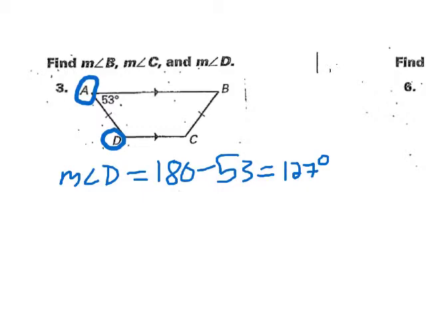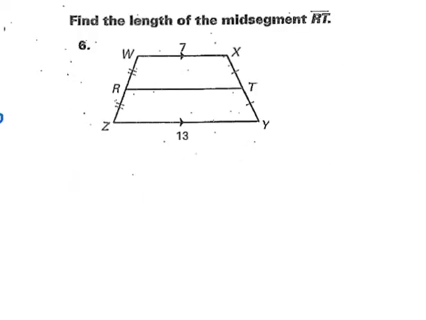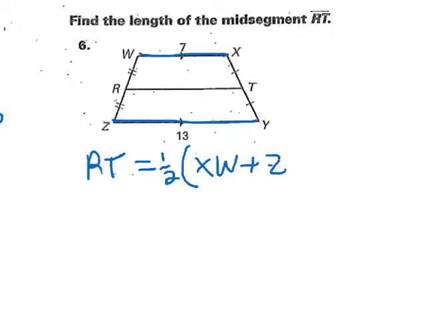Okay, and then you should be able to figure out angle C and angle B on your own. Let's figure out the length of RT, the midsegment. Remember, we have that midsegment theorem that says, for this problem, that RT equals 1/2 of the bases added together, ZY plus XW, or XW plus ZY.